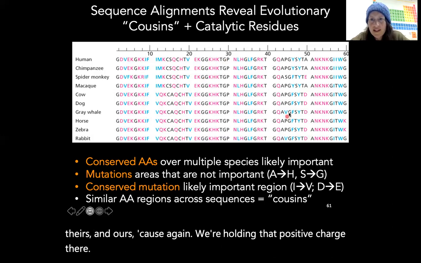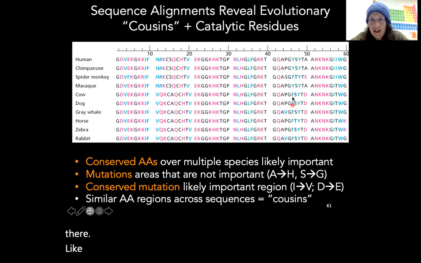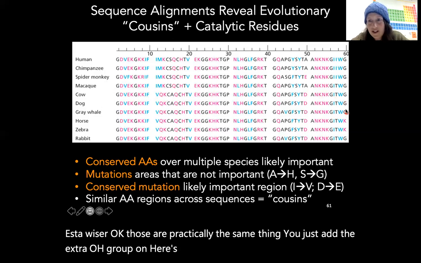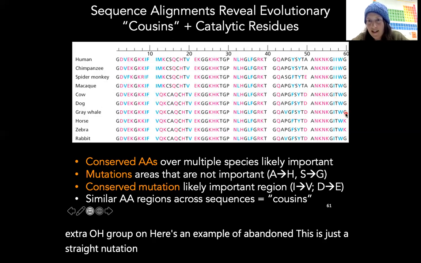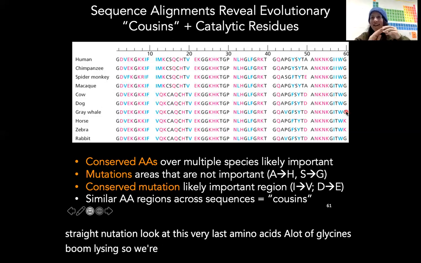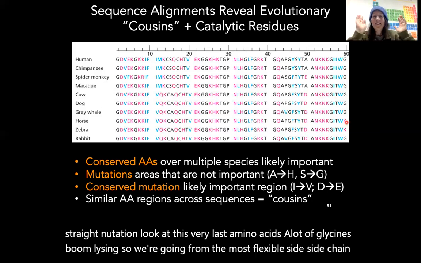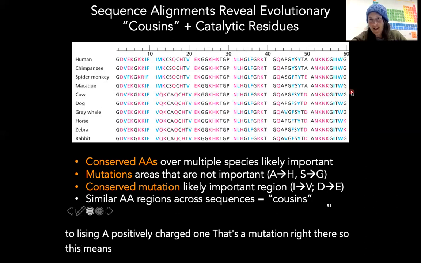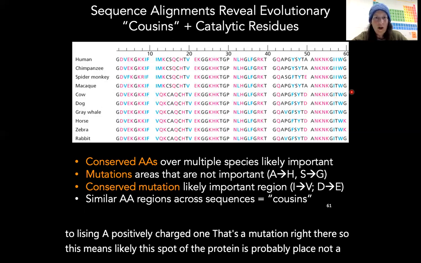Fs to Ys are okay. Those are practically the same thing. You just add the extra OH group on. Oh, here's an example of a straight mutation. Look at this very last amino acid, a lot of glycines, boom, lysine. So we're going from the most flexible side chain to lysine, a positively charged one. Oh, that's a mutation right there. So this likely means this spot of the protein probably plays not a significant role in some way.